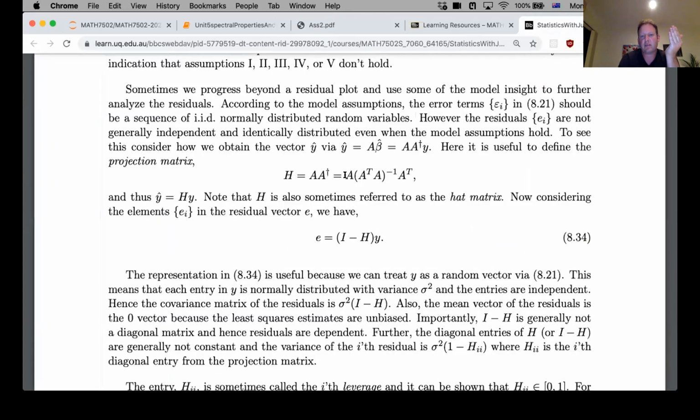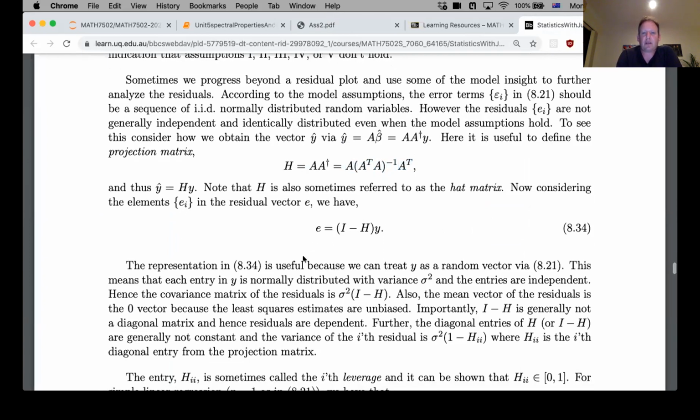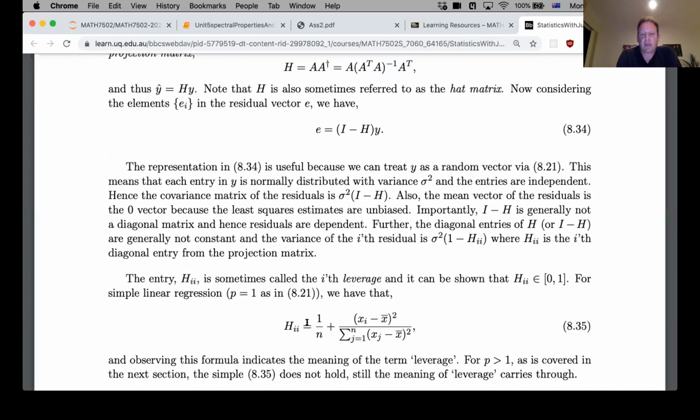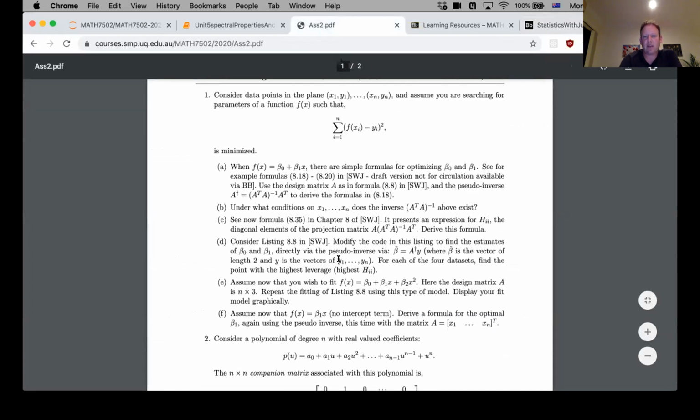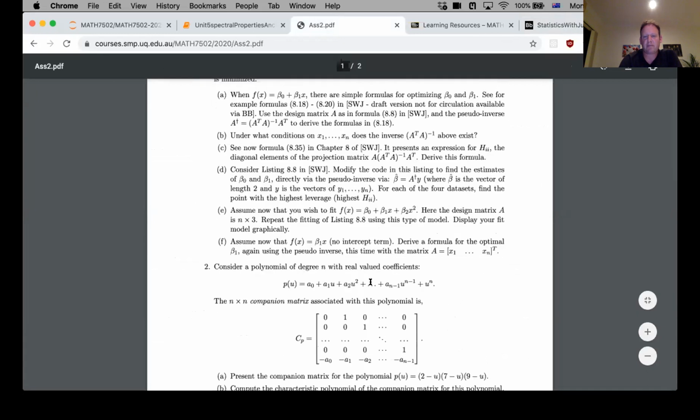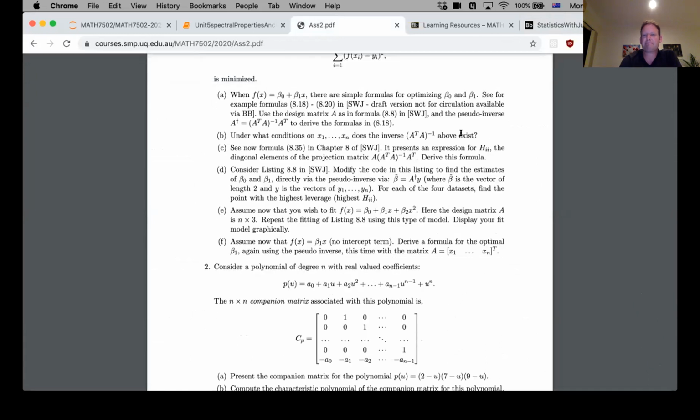You know what this is. It's a projection matrix, and statisticians call it the hat matrix. God knows why. And you need to derive this in a homework assignment for a 2x2 example. Anyway, the homework assignment is here. It's a bit involved. You need to get all those things.